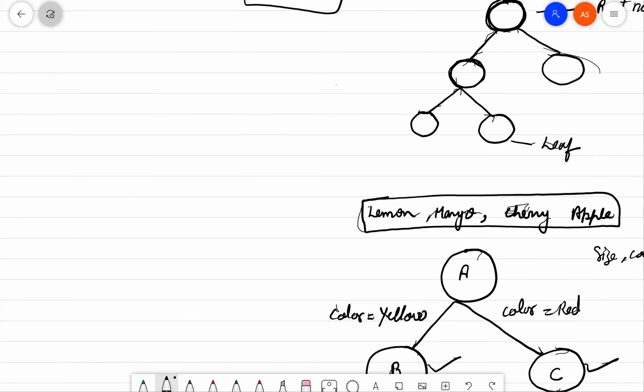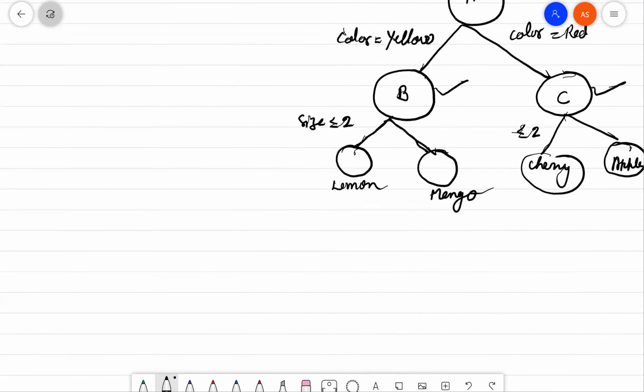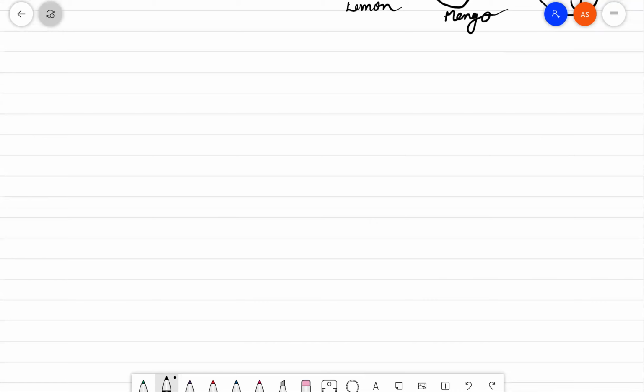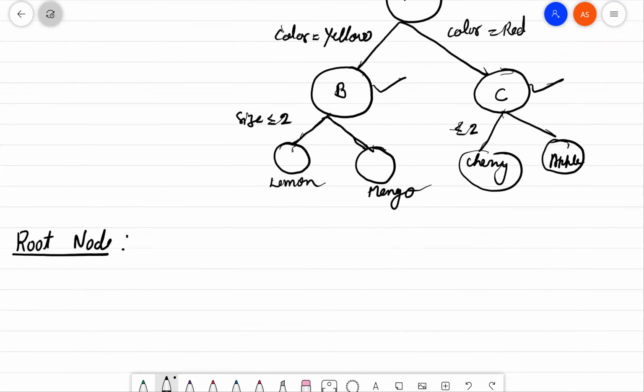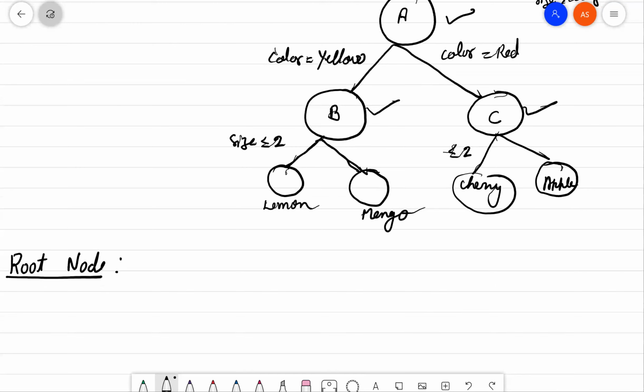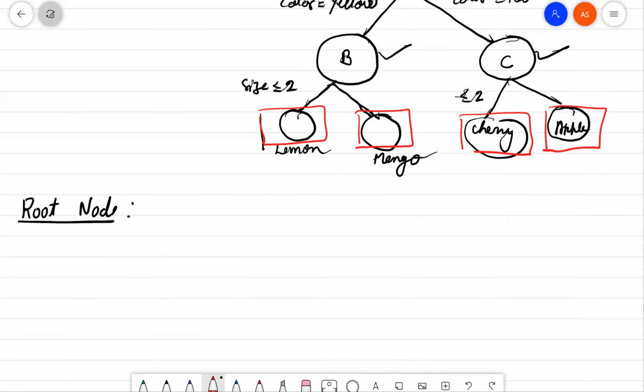Okay, now there is certain terminology that we will use in this decision tree, that is root node. Root node is the very first node, as we have seen in this diagram. A is the root node, and leaf node is the last node. This is the leaf node, which cannot be further subdivided. Root node is the topmost node, and leaf node is the last one.